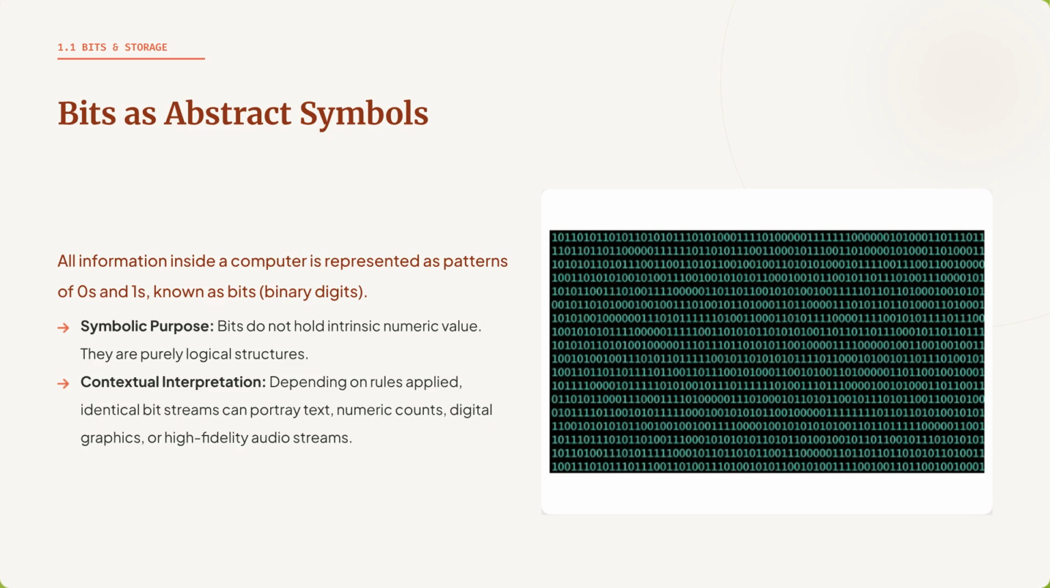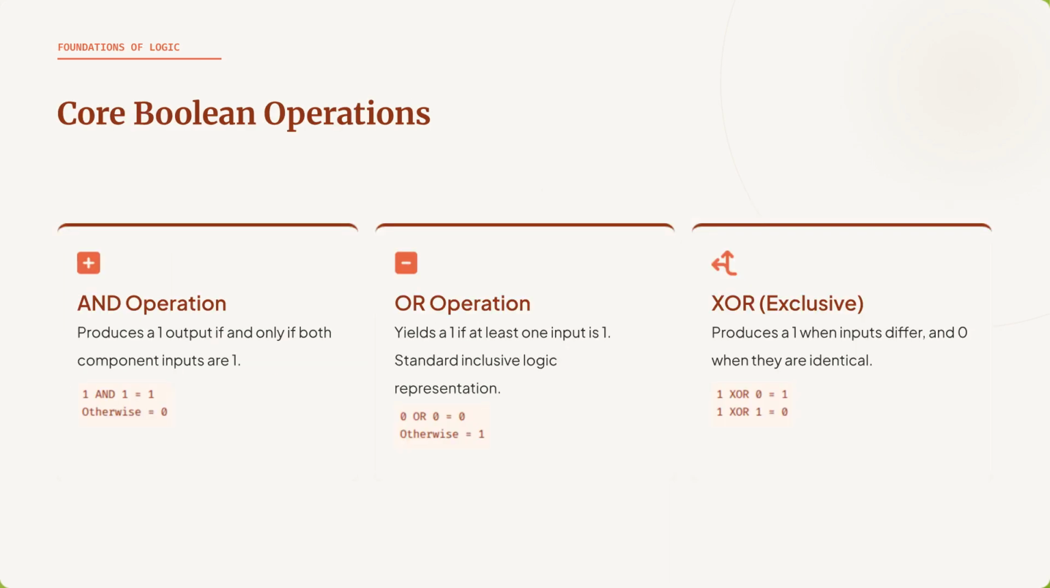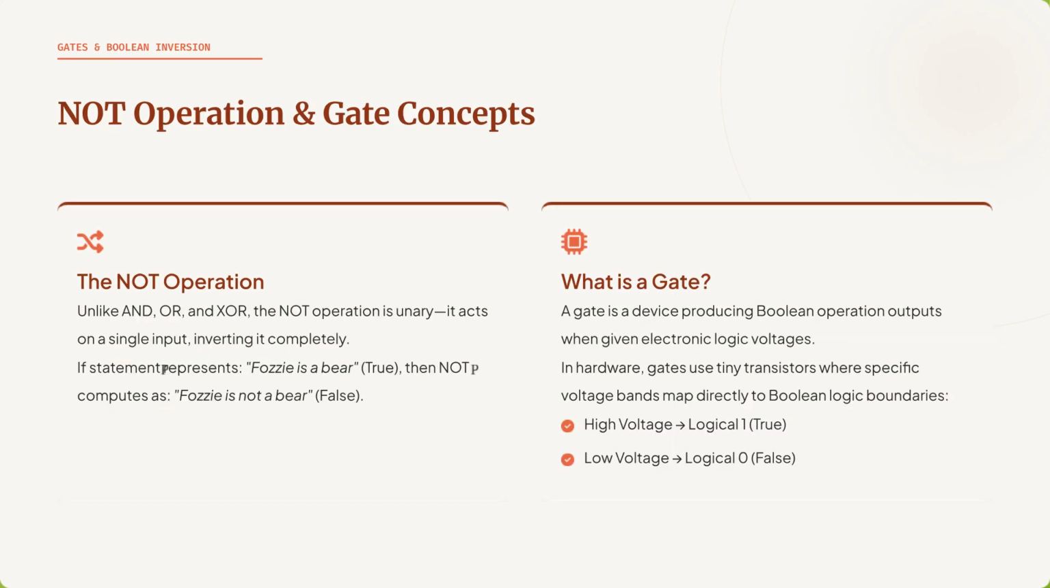Bits have no intrinsic numeric value. Their meaning depends entirely on the context and the rules applied to them. Boolean operations are core to computing. The AND operation requires both inputs to be 1, while the OR operation requires at least 1. The XOR operation returns 1 only when inputs differ. The NOT operation is unary, inverting a single input.